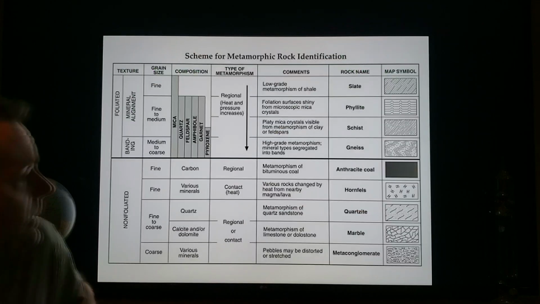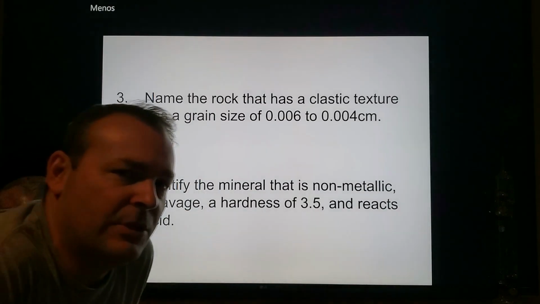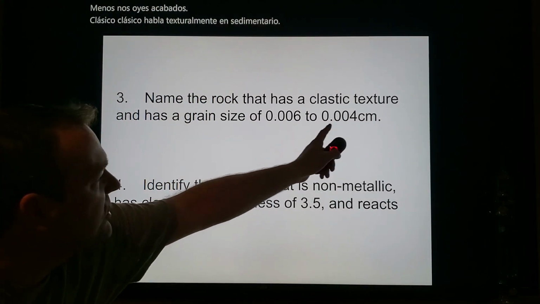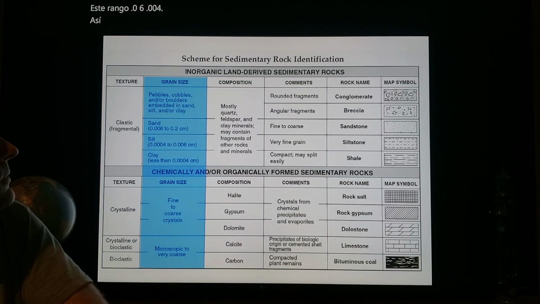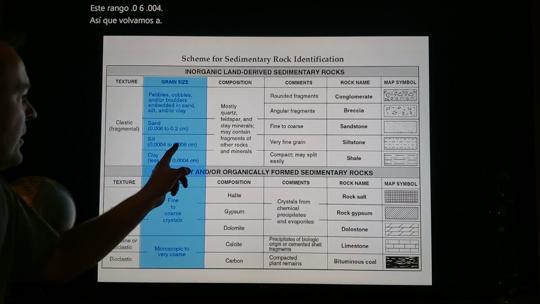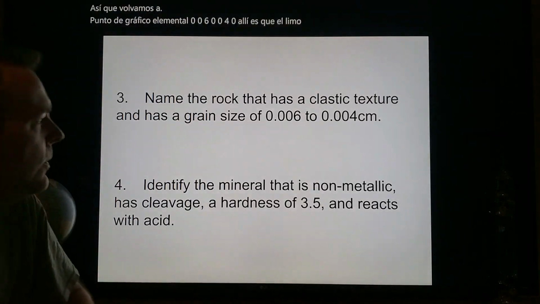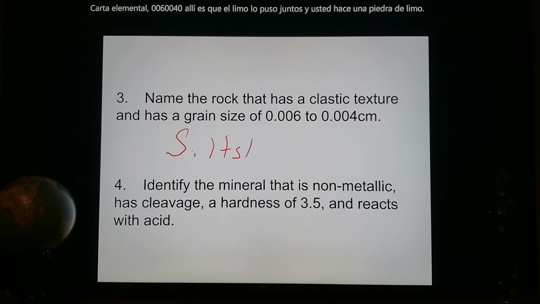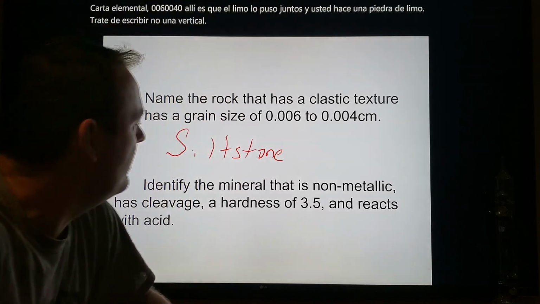Okay. Last two here. Finish strong, folks. Name the rock that has a clastic texture. Well, you're talking clastic, that's sedimentary. And a grain size of this range, 0.006 to 0.004. So let's go back to the sedimentary chart, 0.006 to 0.004. Well, there it is. That's silt. Put it together and you make a siltstone. I'm trying to write on a vertical screen, so it's coming out a little sloppy.